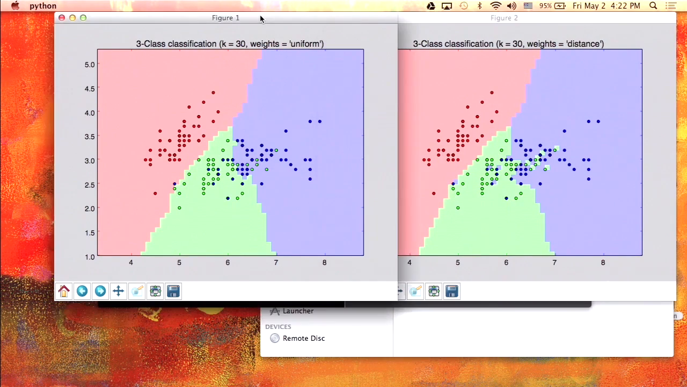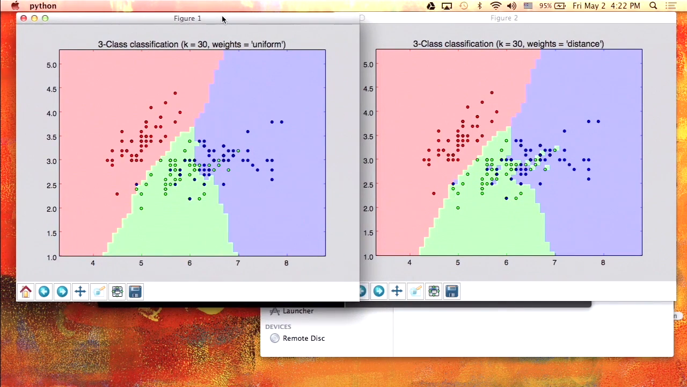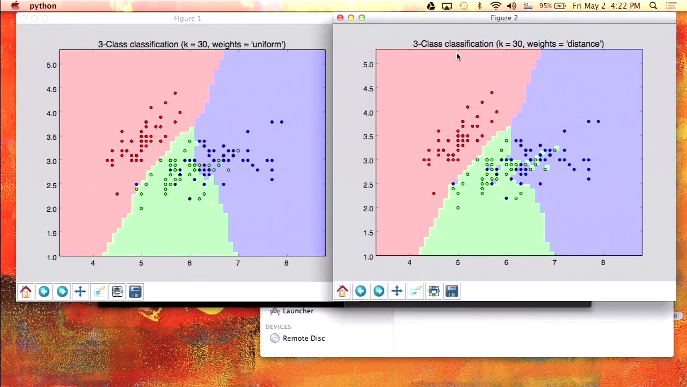Now, if you notice, Figure 1 and Figure 2 are different. The reason for the difference is our parameter weights. In Figure 1, our weight is uniform, and in Figure 2, our weight is distance.